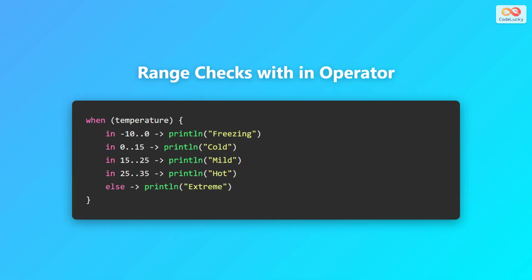The in operator allows you to check if a value falls within a range. In this temperature example, we're checking different ranges. If the temperature is between -10 and 0, it's freezing. Between 0 and 15 is cold. Between 15 and 25 is mild. Between 25 and 35 is hot. Anything outside these ranges goes to the else branch. Ranges make your code more readable when working with continuous values.